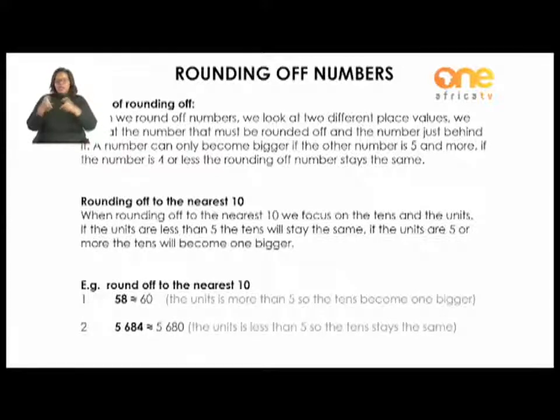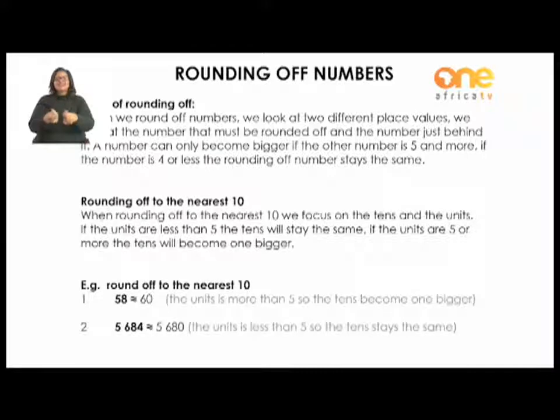Let's read that rule again. Me and my friend, we're also reading. When we round off numbers, we look at two different place values. We look at the number that must be rounded off and the number just behind it. A number can only become bigger if the other number is 5 or more. If the number is 4 or less, the rounded number stays the same.